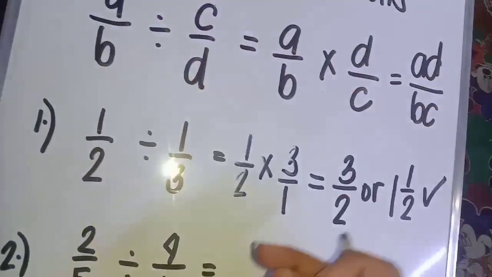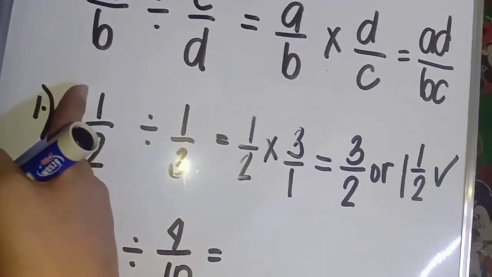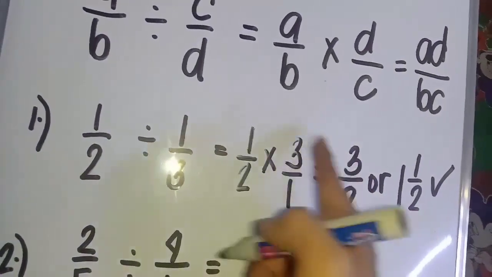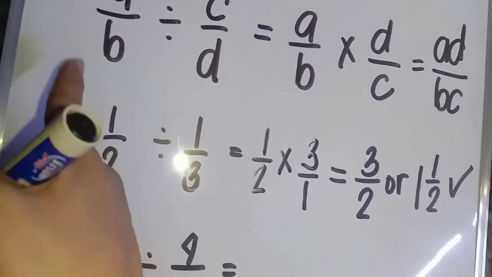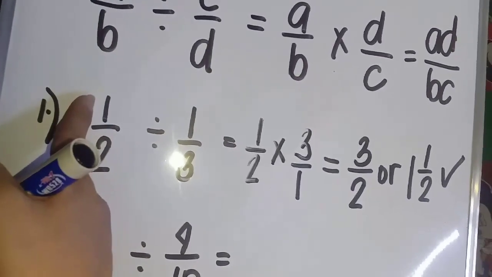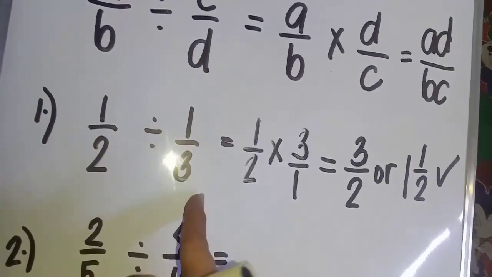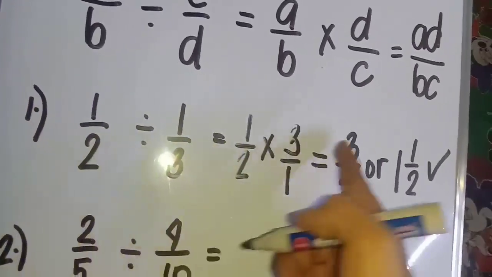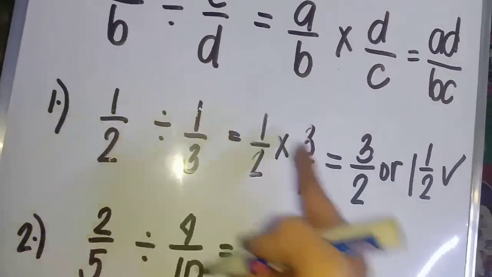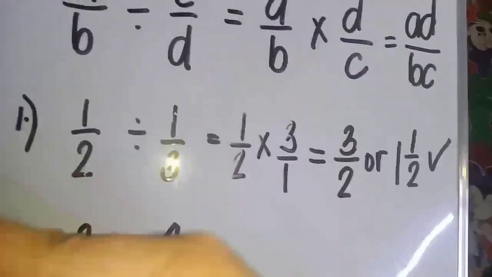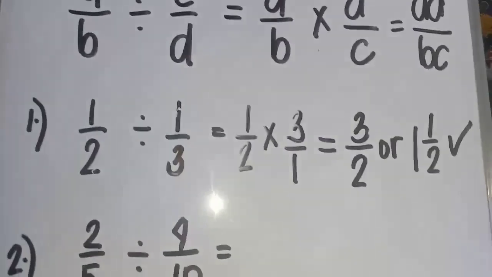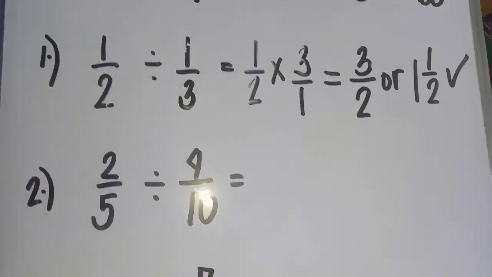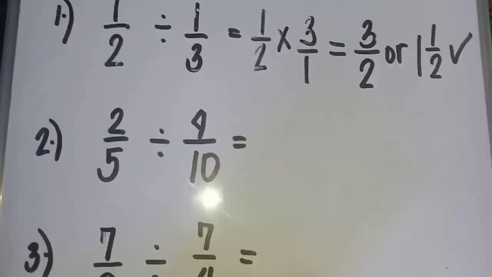Okay, if we go through the shortcut, again, to obtain the numerator, which is 3, simply multiply the numerator of the first fraction to the denominator of your second fraction. So that is 1 times 3 is 3, and then 2 times 1 is 2. Same quotient.